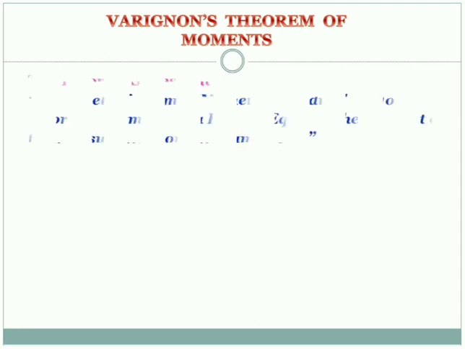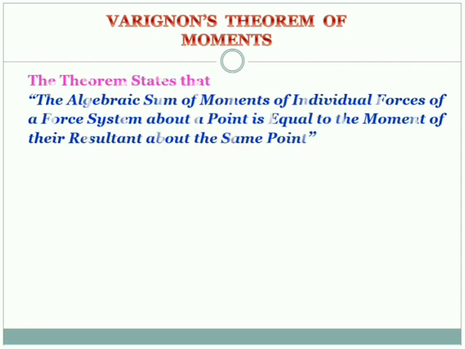So, the theorem starts with its statement. The statement has to be written as it is. The statement says, the algebraic sum of moments of individual forces of a force system about a point is equal to the moment of their resultant about the same point.